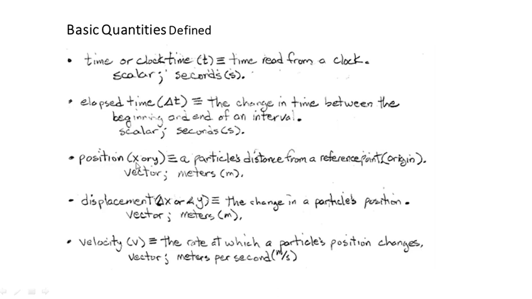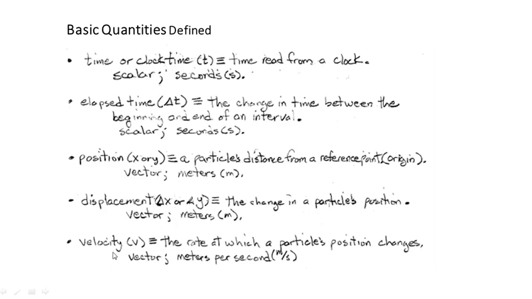Position is represented by the symbol x for horizontal position and y for vertical position, and it's a particle's distance from a reference point, which is often called the origin. It is a vector quantity and its units are meters. Displacement is delta x for horizontal displacement and delta y for vertical displacement, and it is the change in a particle's position. It's a vector quantity and its SI units are meters.